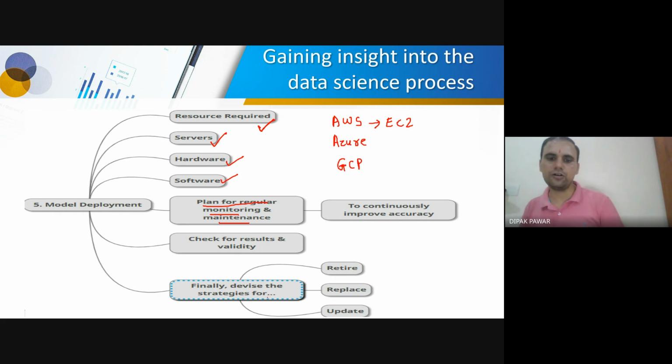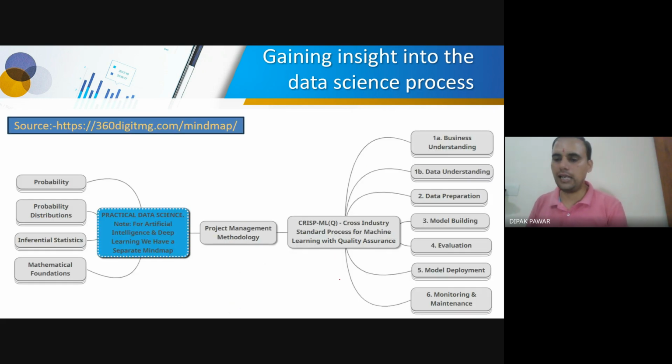So this is an important process. After every monitoring and maintenance, after every iteration, we check the results and their validity. We should also decide when our model is going to retire, when we have to replace our model, and in which condition we have to update it. All this strategy we have to specify when we are deploying the model. Okay, so this is the fifth part. And now we are coming toward the last part, which we discussed currently, that is monitoring and maintenance.